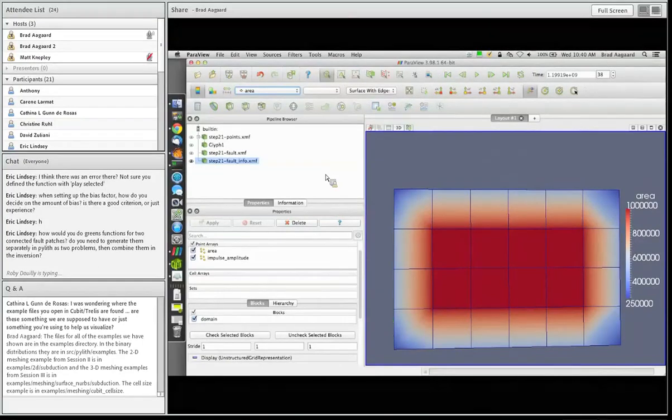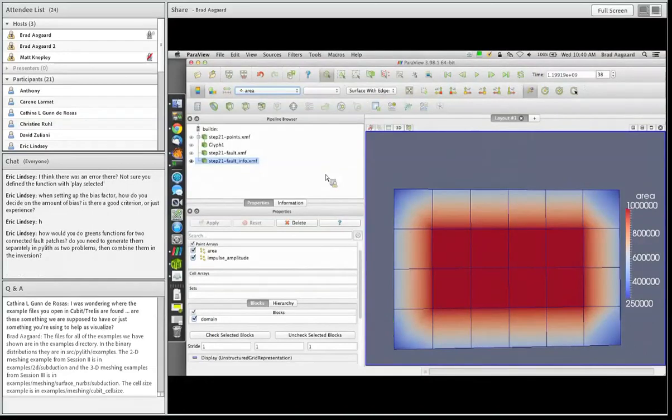And it's doing this in a rigorous sense. It's not assuming anything about the discretization size. It's actually looking at the mesh and computing the area.